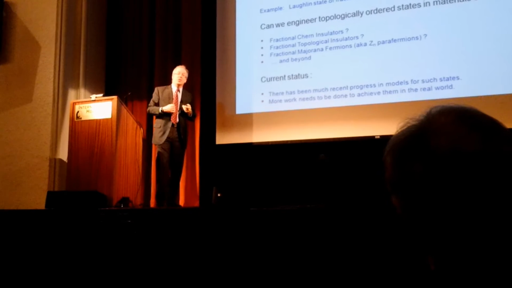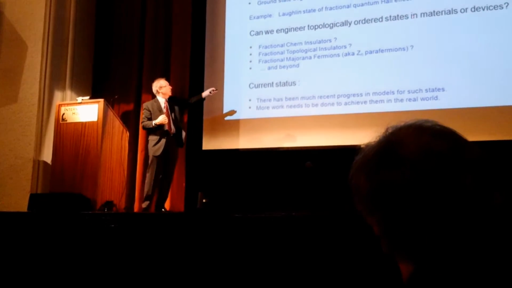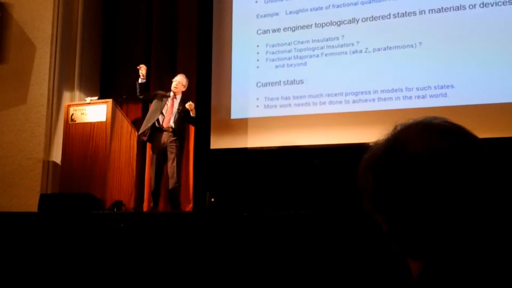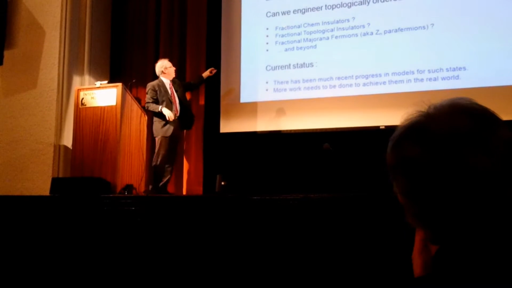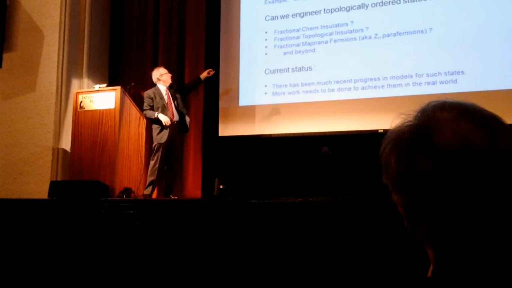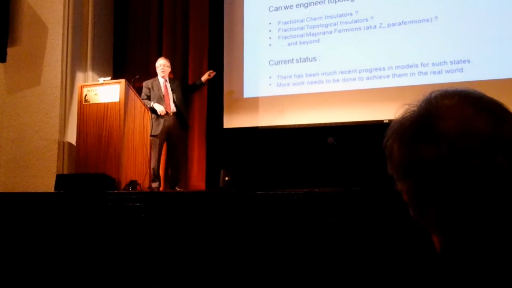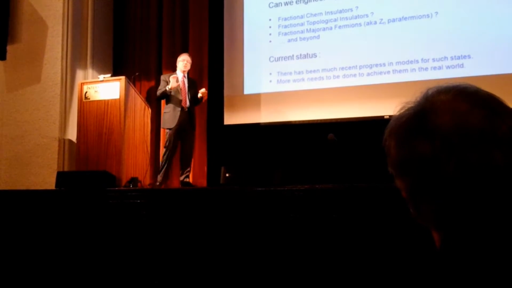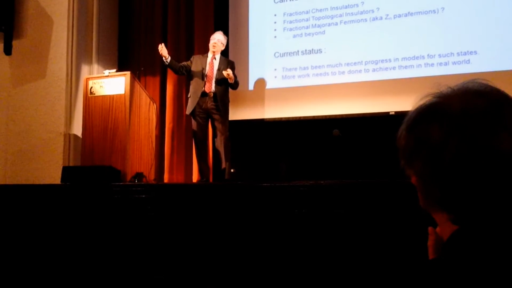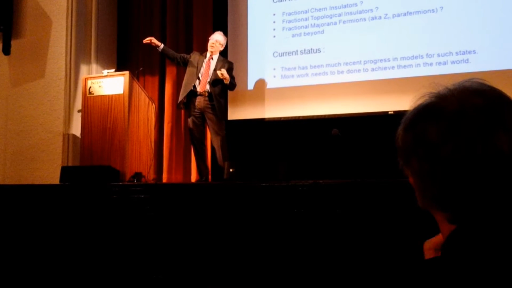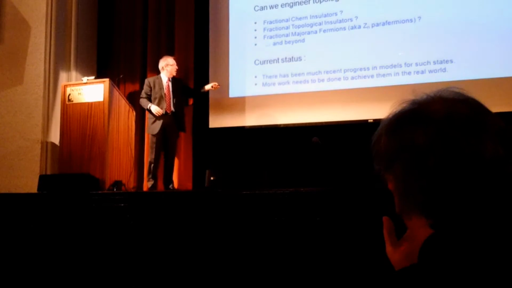And so the challenge for us as a field is, can we engineer these topologically ordered states in materials or devices? Sort of like the way we were able to make topological insulators do this. So are there fractional Chern insulators, fractional topological insulators, fractional Majorana fermions, and beyond? Okay? And so as the way this field has worked again, it's often the theory that comes first, followed by experiments. And right now we're at the stage where the theory is coming first.